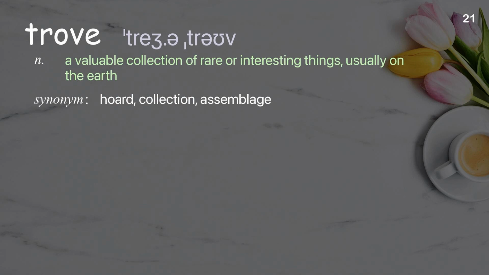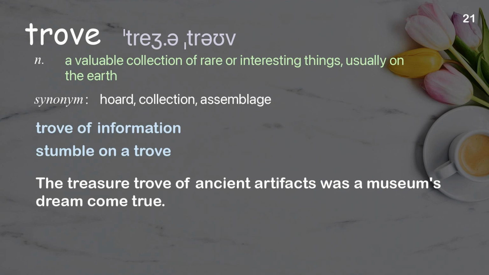Trove. A valuable collection of rare or interesting things, usually on the earth. Examples: trove of information, stumble on a trove. The treasure trove of ancient artifacts was a museum's dream come true.